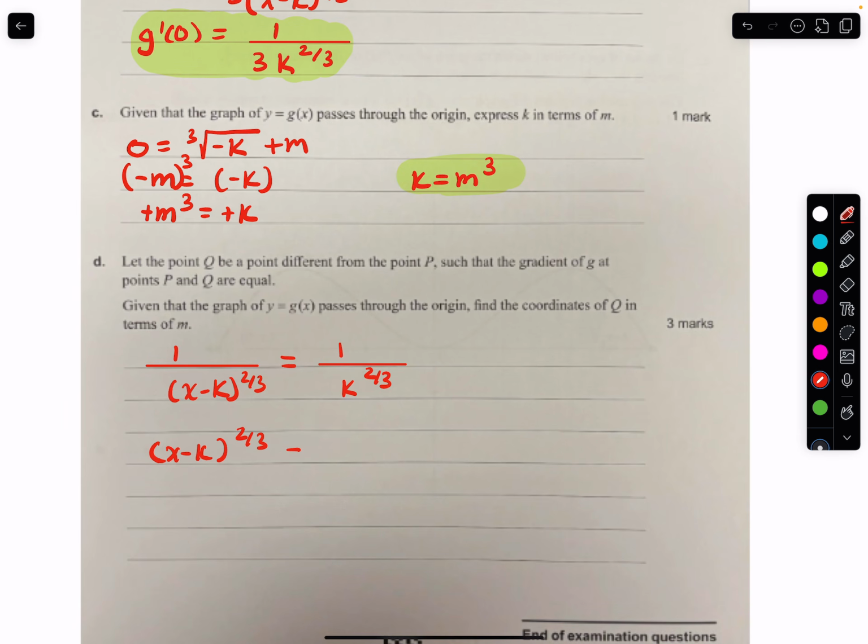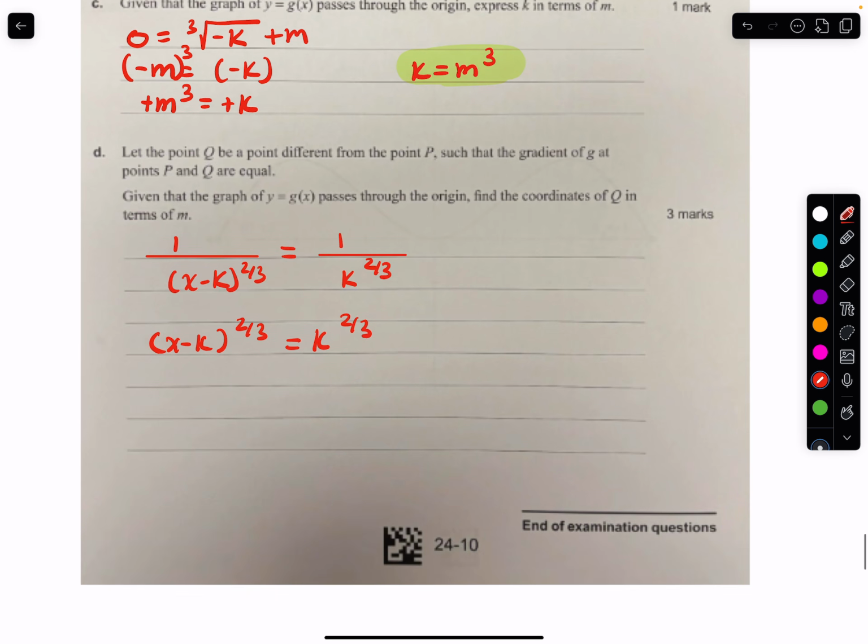So x minus k to the 2 on 3 equals k to the power of 2 on 3. And remember, I'm solving for x. What I'm going to do is raise everything to the 3 over 2 power. Because look at this, if I do that, 3 over 2 times 2 over 3 becomes 1. So this actually just becomes x minus k. And then this one here, same thing, 3 over 2 times 2 over 3 just becomes k. Hence, x is actually just 2k. That's your x coordinate for Q, basically.